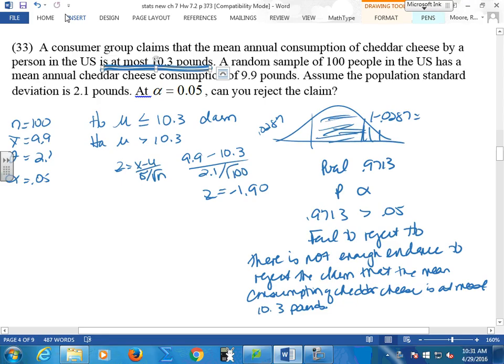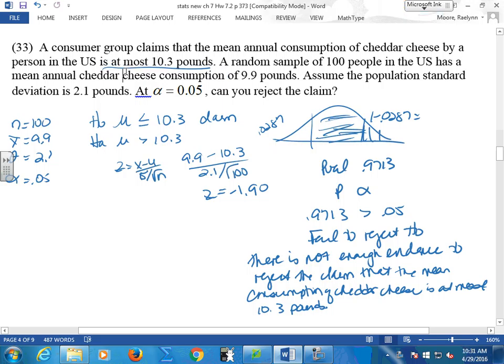Less than or equal to. That is the most it could be. It can't be more than that. So there's my less than or equal to. Okay, that's my claim. Set up your claim first, then decide.